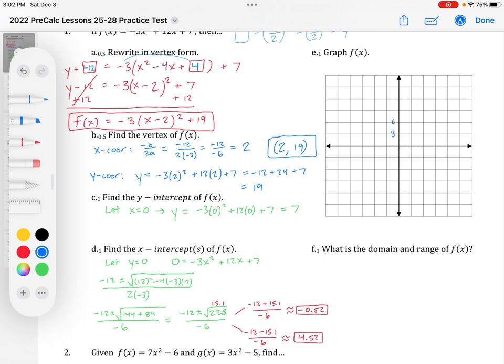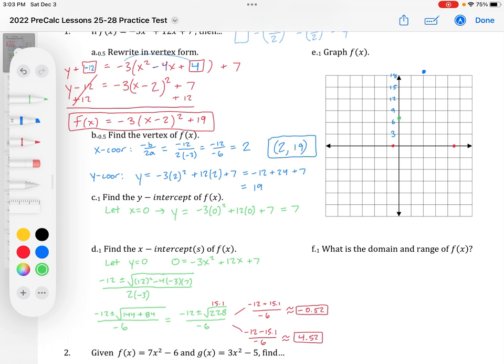So I'm going to say this is 3, 6, 9, 12, 15, and 18. So my x-intercepts, I can graph those first. Those are what I just found. So here's about negative 0.52, and then 4.52 is going to be about there. All right, and then my vertex is 2, 19, so I'm going to go over 2 up to 19. There's that vertex. And then remember our y-intercept was 7, so that's about here.